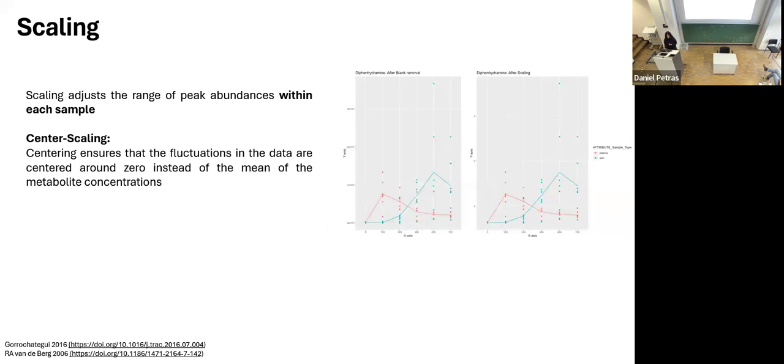And also with the scaling, here we are adjusting the range of the peak abundances within each sample, and we're not doing it across the samples. And when you do scaling, you see that the values have been scaled if you look into the y-axis range. However, the matrix information is not taken into account. And we commonly use center scaling, which is like to contain all the main information around 0, instead of the mean of the metabolite concentrations.